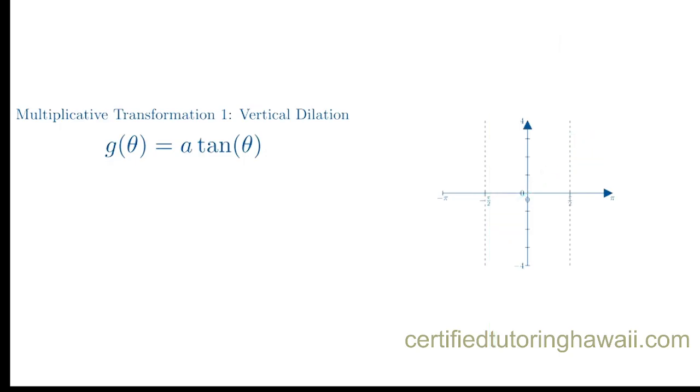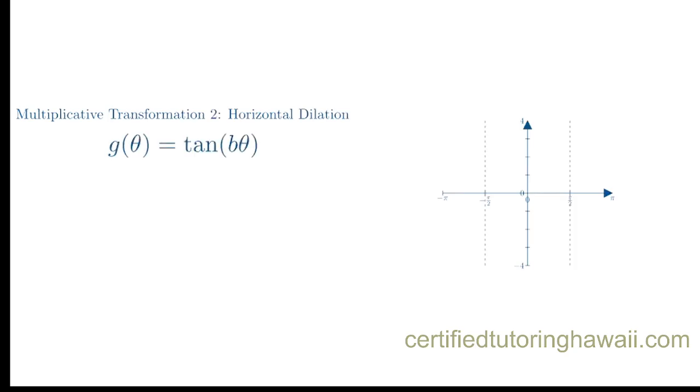Next, we have a horizontal dilation. This transformation is of the form g of theta equals tangent of b theta. The graph is compressed or stretched horizontally by a factor of 1 over b. This transformation directly impacts the period of the function. The new period, which we can call p prime, is calculated as the original period, pi, divided by the absolute value of b. So, p prime equals pi divided by the absolute value of b. A value of b greater than 1 shortens the period, compressing the graph horizontally. A value between 0 and 1 lengthens the period, stretching the graph.